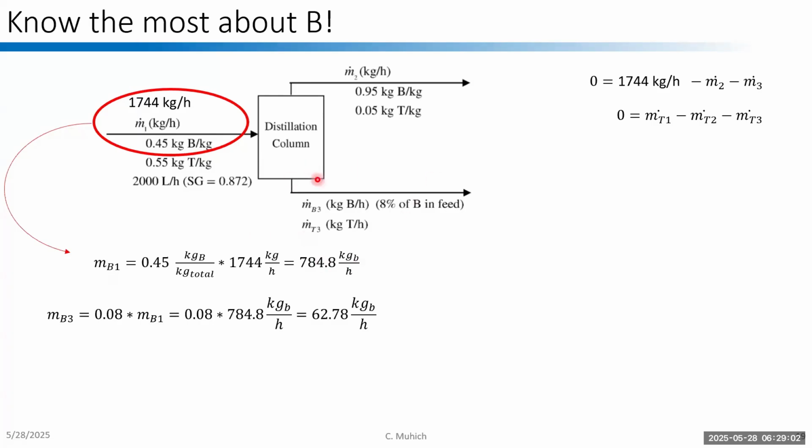I also can look down over here. I see that the MB3 has 8% of the B in the feed, right? So that means that MB3 equals 0.08 times MB1. Well, I now know what MB1 is. So I can do 0.08 times 784.8, and I can determine how much B is exiting through the bottom, which is 62.78 kilograms per hour.